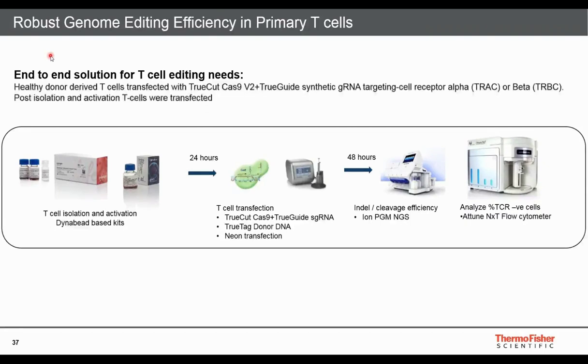And so what we've done here for this general workflow is that we're able to isolate and activate T cells using Dynabead-based kits that are able to purify these cells from donor cell populations and activate the T cells. We can then do a T cell transfection using our TrueCut Cas9 and our guide RNAs, as well as the TrueTag Donor DNA system in the Neon. And then after 48 hours, we're able to assess the cleavage efficiency as well as any functional changes to the cells by either looking for our GFP reporters in the TrueTag system, as well as looking for cell surface proteins that we're editing.